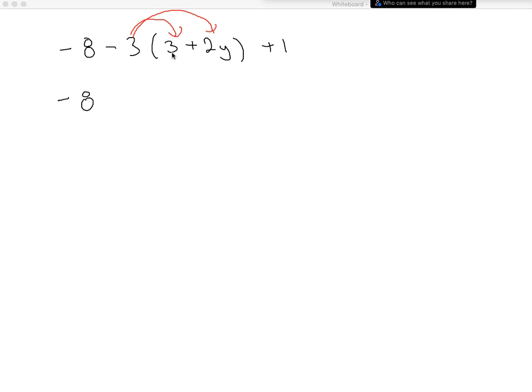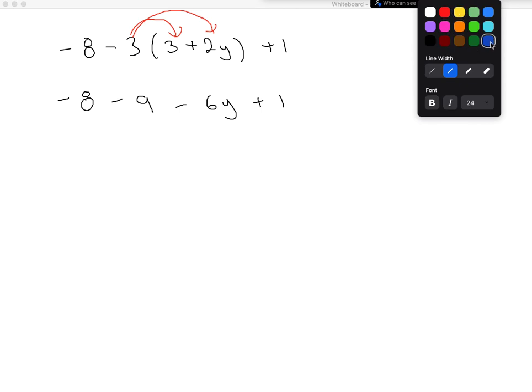So negative 3 times 3 would make negative 9, so that becomes a minus 9. And then negative 3 times 2y would become a negative 6y. And then that plus 1 would come down afterwards. And now I'm down to addition and subtraction.